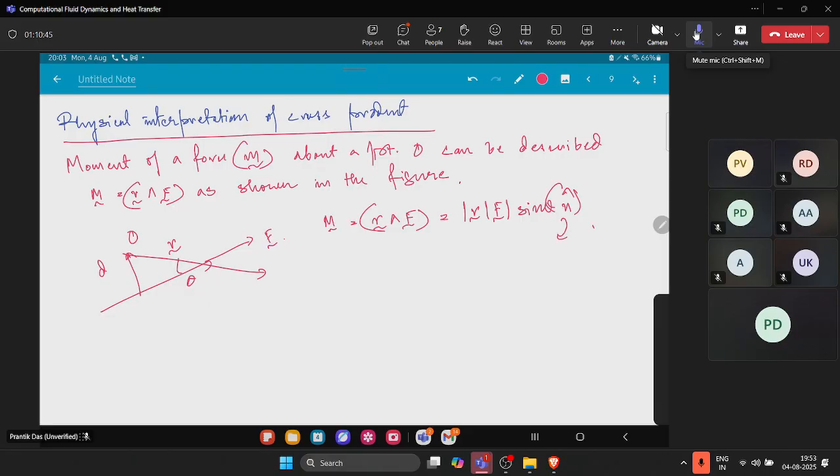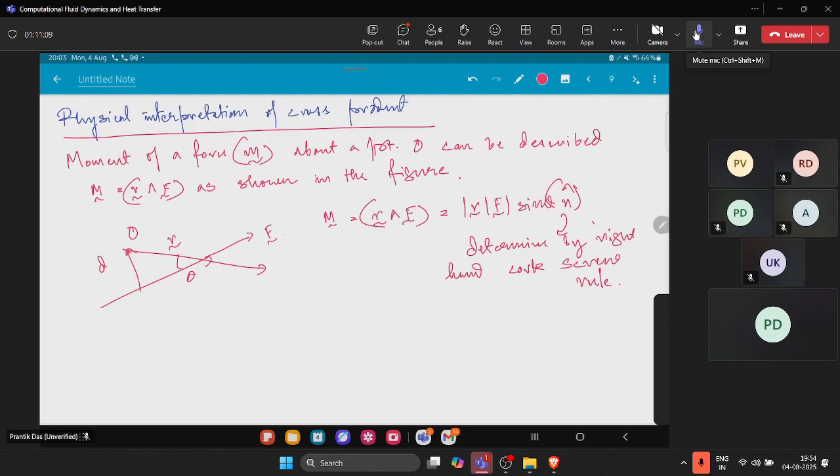So n cap you determine by the right hand or screw rule, which is basically positive if the rotation is happening in the anti-clockwise direction. So if r vector cross F vector is happening in the anti-clockwise direction, that's why it is positive. If it is happening in the clockwise direction, then it is negative. Okay.